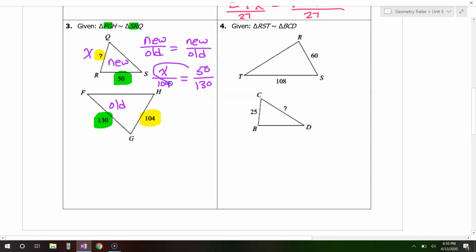Then it's time to cross multiply. So if I multiply those together, that's going to just be 130x equals, and then on the other side, I multiply these together. And I'm just reaching for my calculator. 104 times 50 is 5,200. And so all I have to do then is divide both sides by 130. So divided by 130, and I'm getting x is equal to 40.